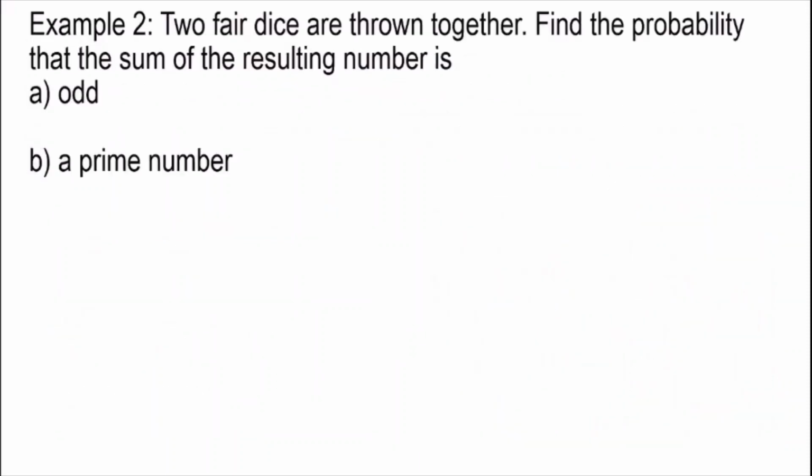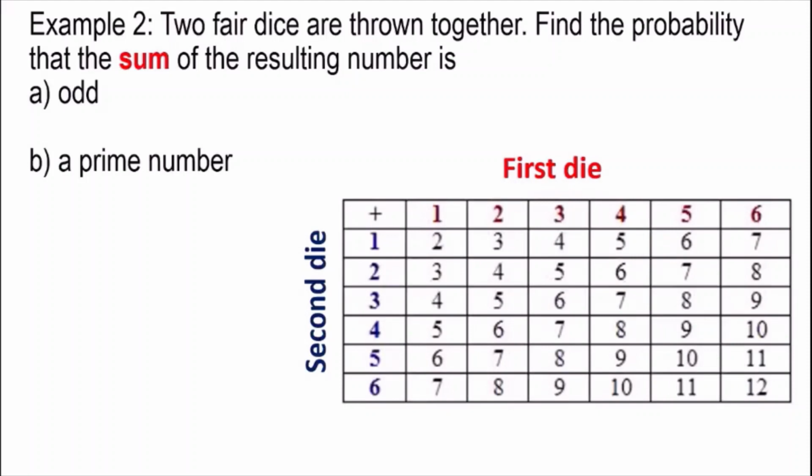Now let's have a look at another question. 2 fair dice are thrown together. Find the probability that the sum of the resulting number is odd, and prime. We are looking at the outcome for the sum of the scores. We can construct the possibility diagram as such, adding immediately the 2 scores.